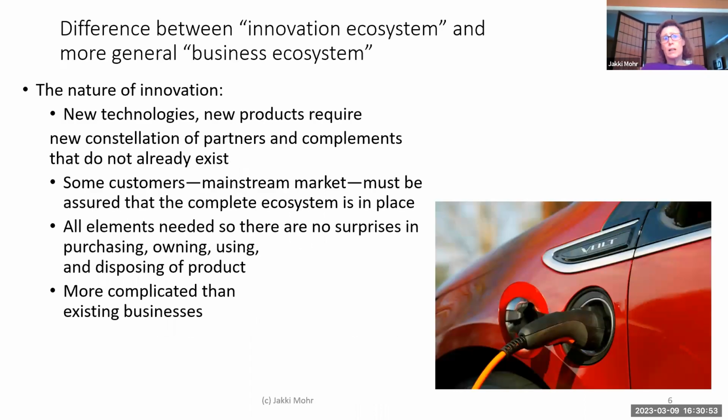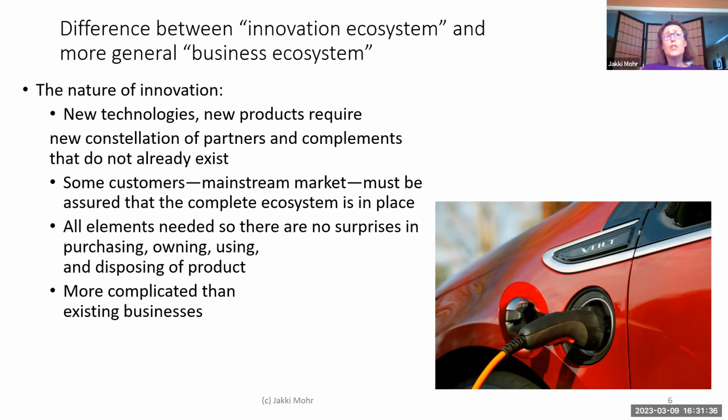Now, in emerging technologies, we have to broaden this idea of the business ecosystem and really consider the nature of innovation to start with. Innovation means that these are new technologies and new products. As a result, the ecosystem oftentimes is a whole new constellation of partners and complementers that do not already exist. And this ecosystem is really important because pragmatic customers, who are the early majority or the mainstream market, have to know that the complete ecosystem is going to be in place before they're willing to drive off, say, with an electric vehicle. They want to know where the chargers are going to be and if it's going to be easy to charge.